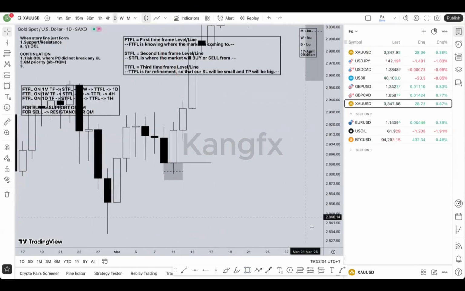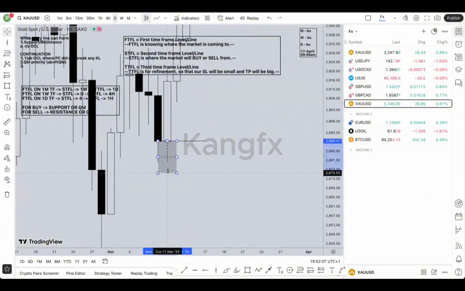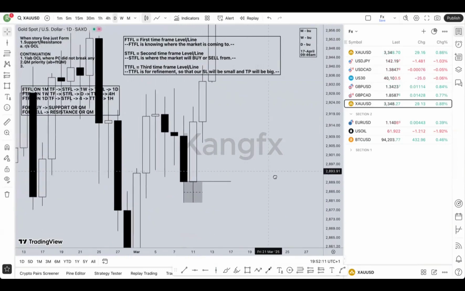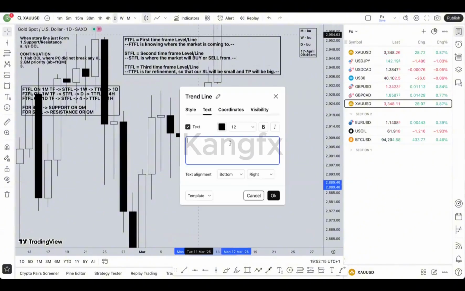Then I extend my box to the lowest wick. This is the one with the lowest wick. Keep it there. Now, my FTFL here, this is the first FTFL, which is on daily. I'll put it there. FTFL on daily. You won't be seeing this on my chart. I'm only doing this for learning purpose.